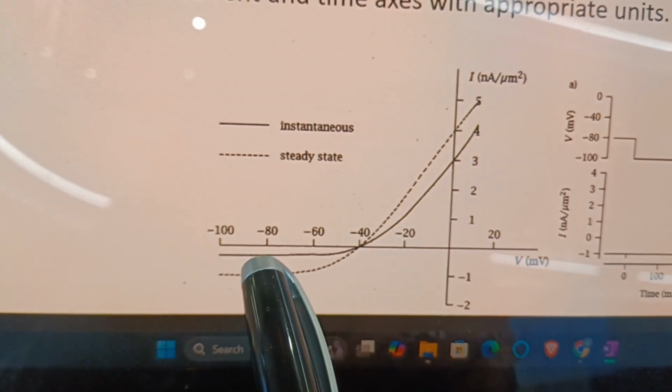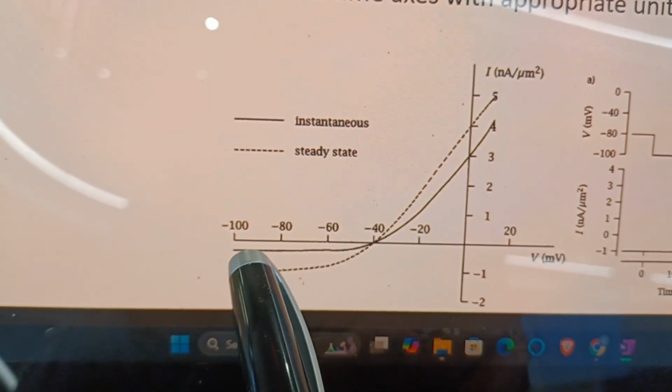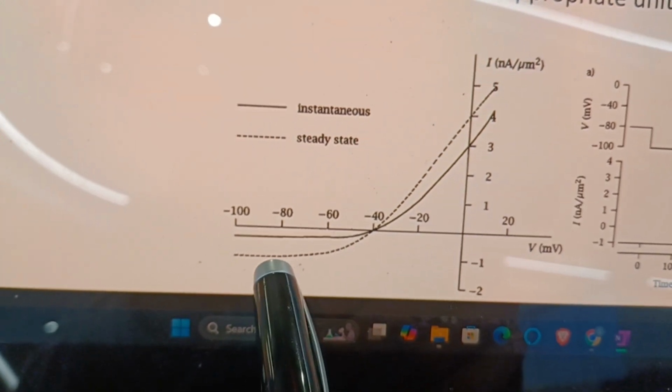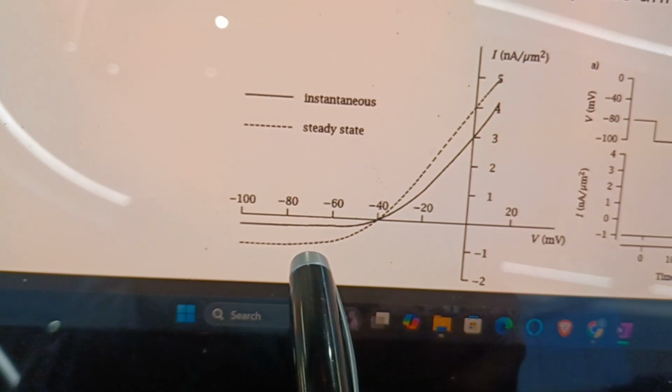And then it's going to move to negative 100, and we may say, oh, shouldn't it follow the instantaneous change? But it's already at the same steady state value as the negative 100 millivolt, which is the energetically most stable position. So it's just going to stay at the same negative 1 steady state value. So actually the change is none in the current.